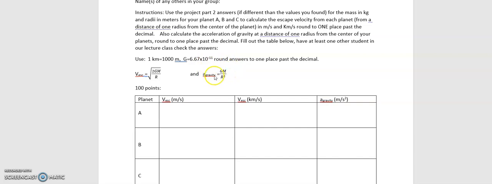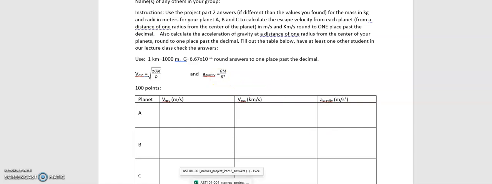And then we can also calculate the acceleration due to gravity on the surface of your planet. That value is big G times the mass divided by the radius squared. The mass has to be in both of these equations. The mass has to be in kilograms and the radius has to be in meters. Okay, so that's what we're going to do.